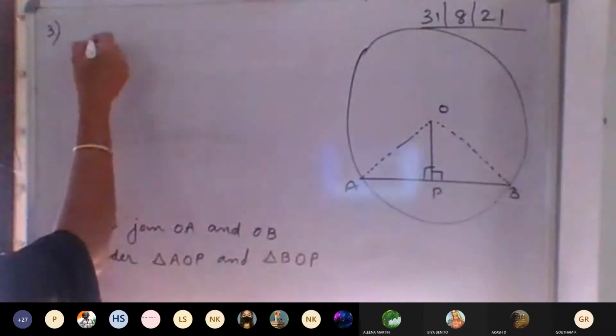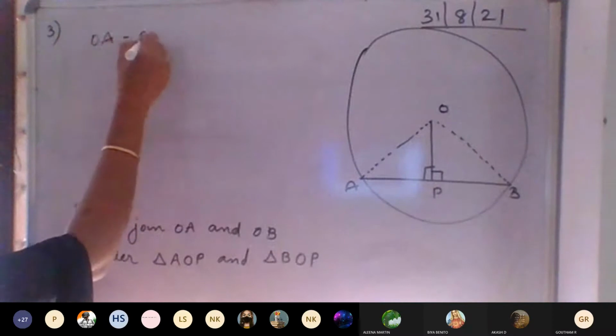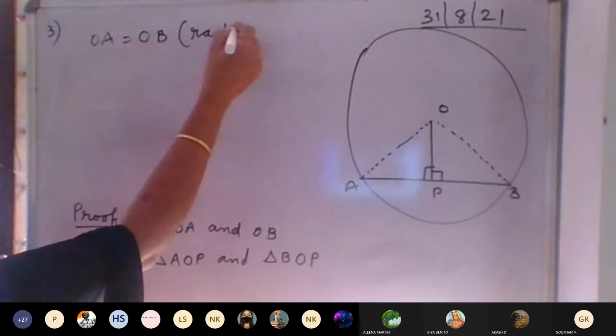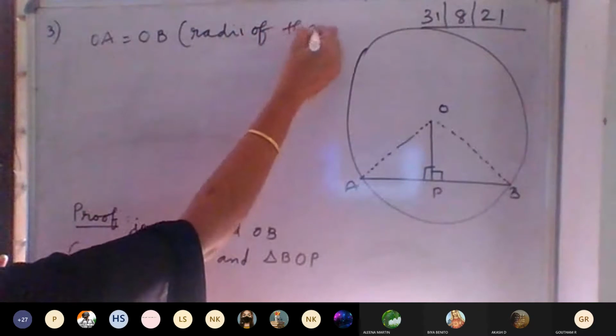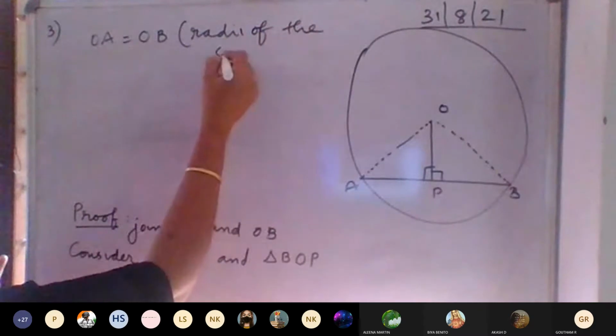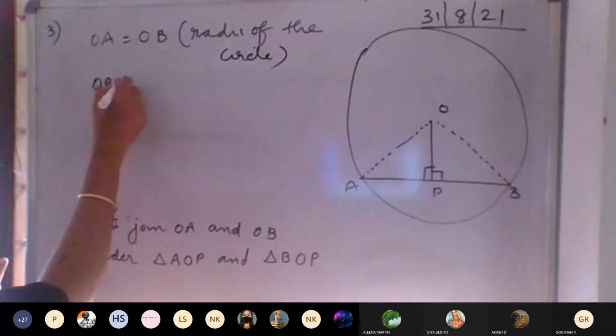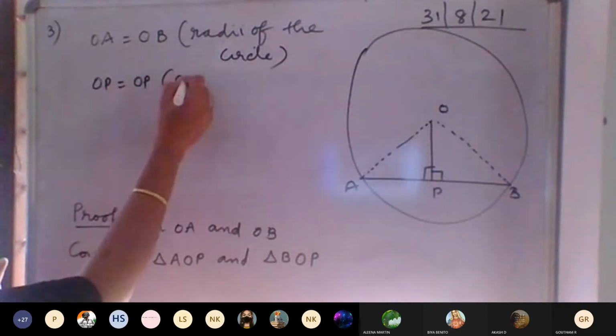First we can write OA is equal to OB, radii of the same circle. Only one circle is here. Then OP is equal to OP, common.